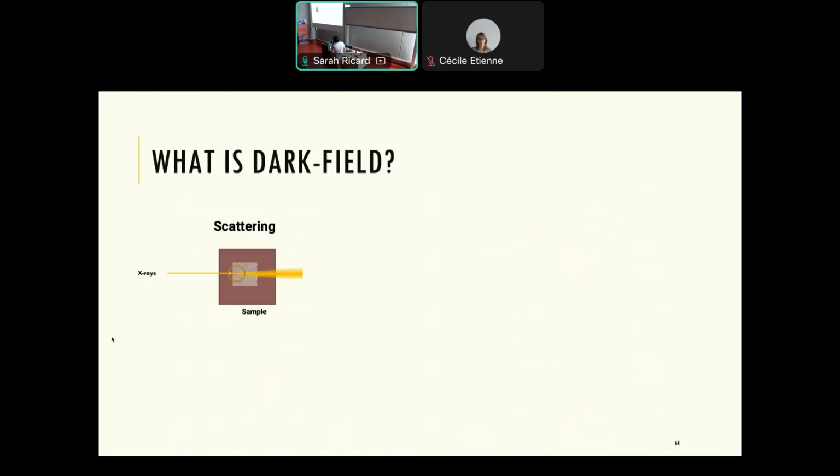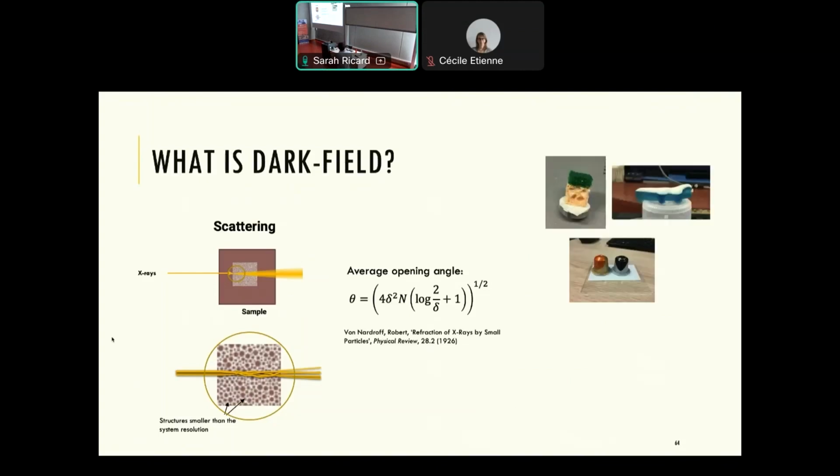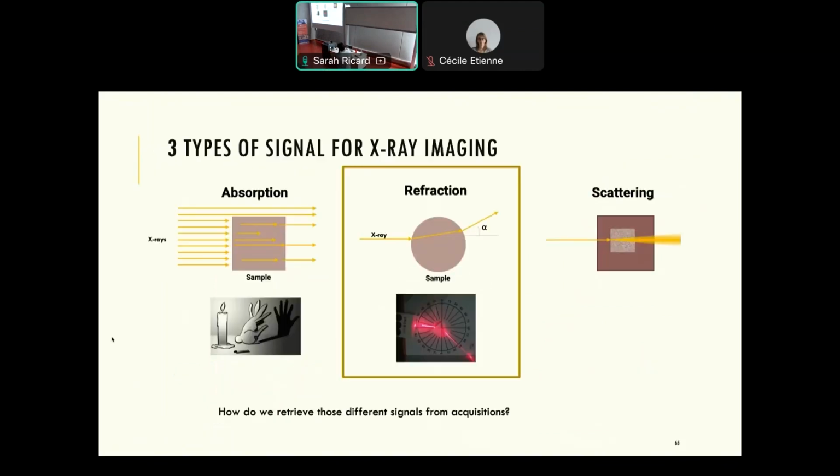And for scattering, what is measured is structures that are smaller than the system resolution that we have. And there is this slope that we have for structure, which is more or less the square root of the number of inhomogeneities that we are crossing. That gives you an image, and we will see those images from those samples.